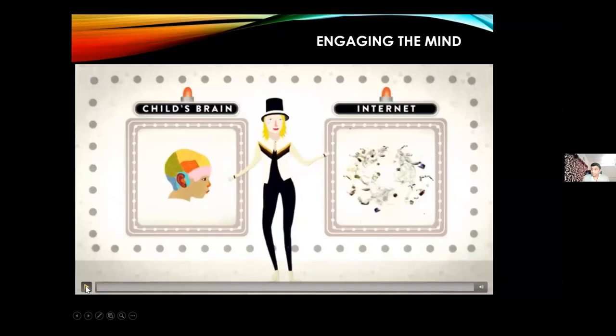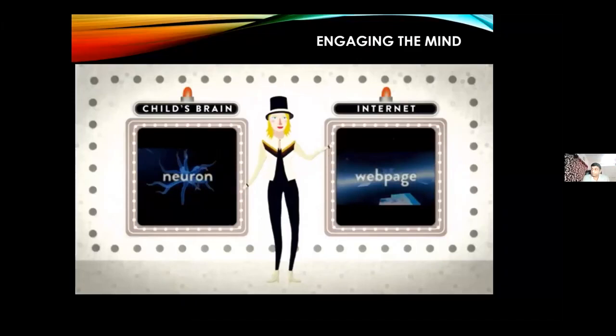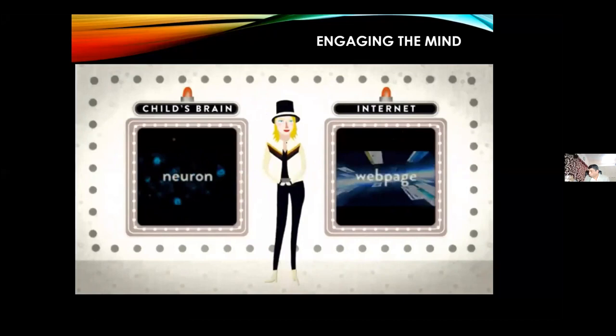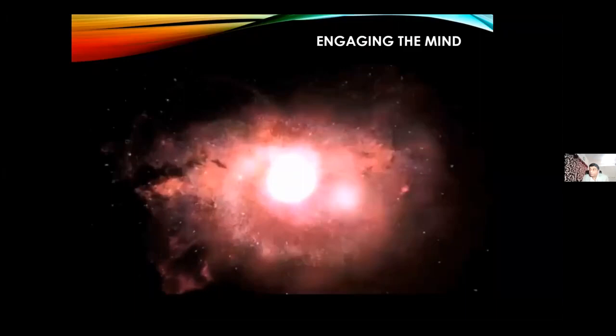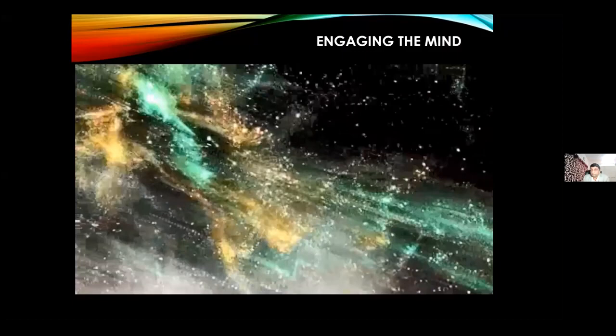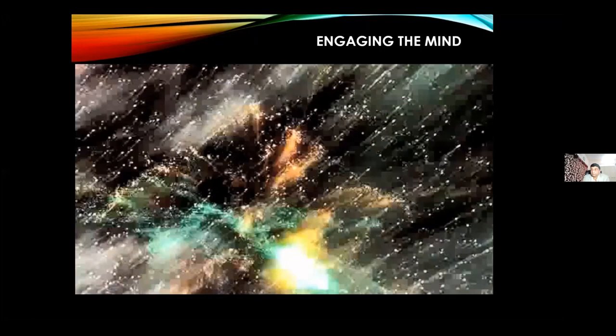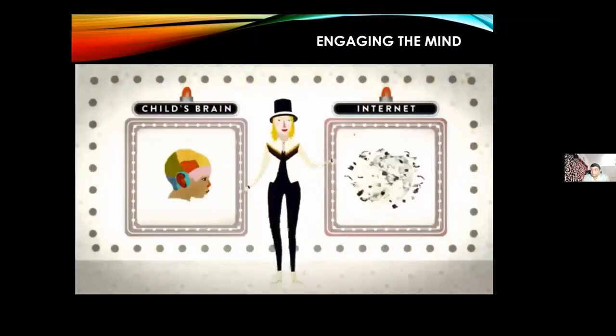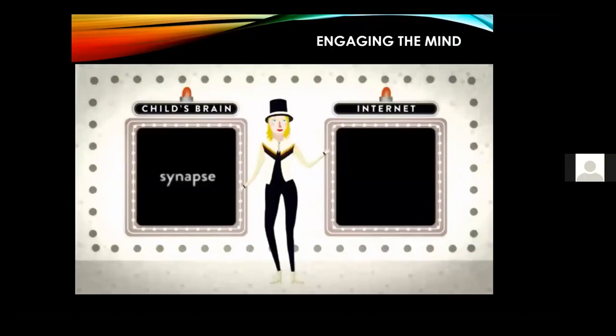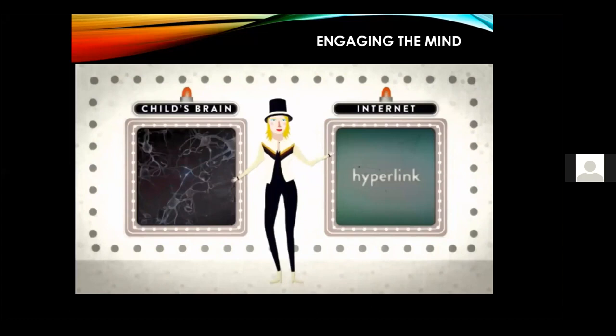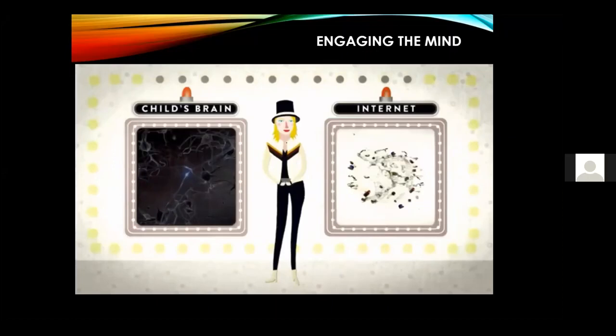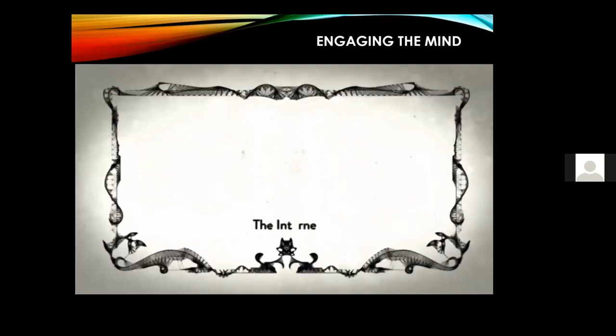We could say that a neuron in the brain would be like a web page in the internet. So let's look at the number of neurons in a child's brain compared to the number of web pages on the internet. Well, a human at any age has about 100 billion neurons in the brain. But the internet has 10 times that, 1 trillion web pages. So with this analogy, the internet is bigger. So then, which of these networks is more complex? We could say a synapse in the brain, the connection point between two neurons, is like a hyperlink, the connection point between two web pages. So are there more connections in a child's brain or on the internet? The internet has over 100 trillion links.